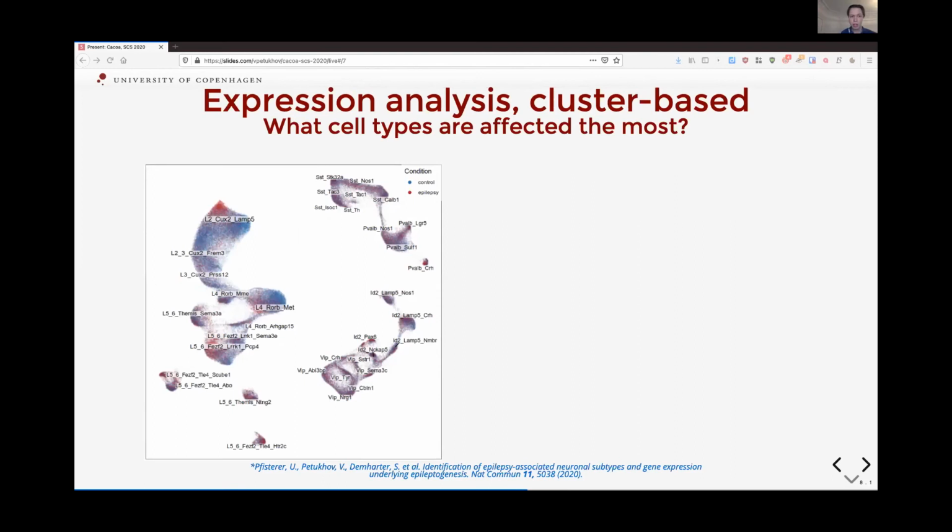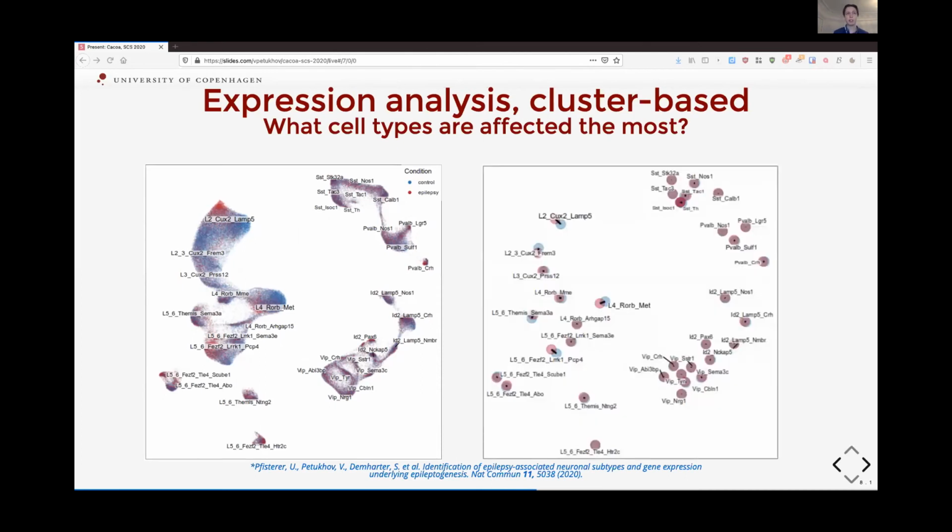Then, going to expression shifts, first, what we want to do is to understand what cell types are affected the most. So here we have data from epilepsy, and you can see blue cells are control and red cells are epilepsy. And to give you an intuition how the method works, what we can first do is to estimate centroids per cell type per condition. So you would have 2 centroids for each of the cell types.